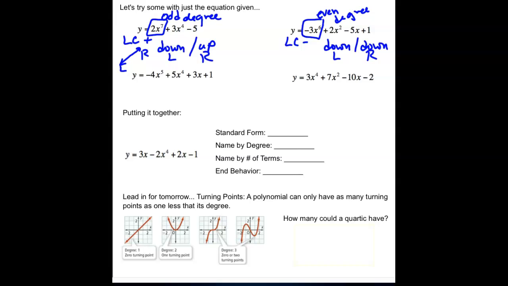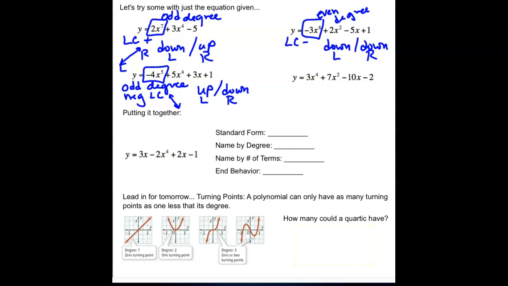All right, let's check what you did. First term in standard form is this negative 4x to the 5th. We have an odd degree, so we think opposite directions, and we have a negative leading coefficient. So if the leading coefficient is negative, think negative slope. It's pointing down like that. So on the left side of my graph, it is pointing up. On the right side, it is pointing down.